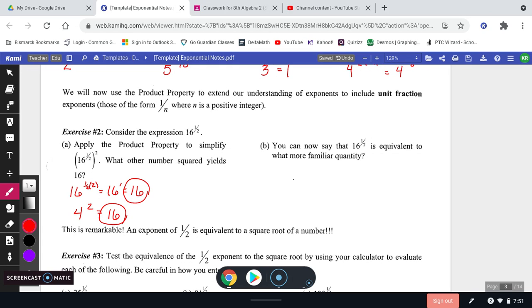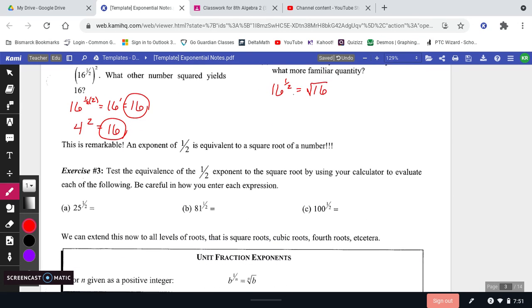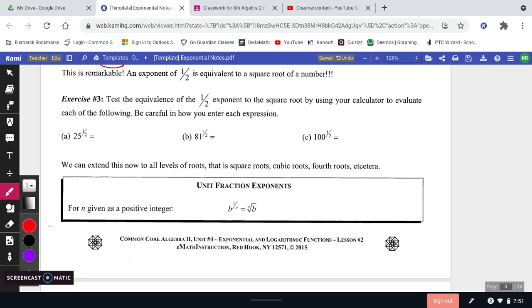Okay, so another way you can think about that is 16 to the 1/2 power is the same thing as the square root of 16. Okay, so we're going to use that same idea that this exponent of 1/2 is the same thing as saying the square root, and then you can check these on your calculator. So 25 to the 1/2 power, that's the square root of 25, or 5.